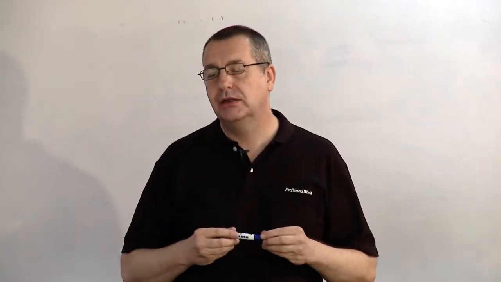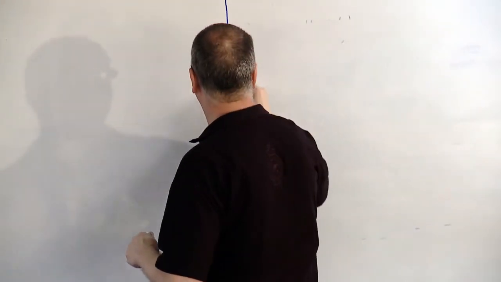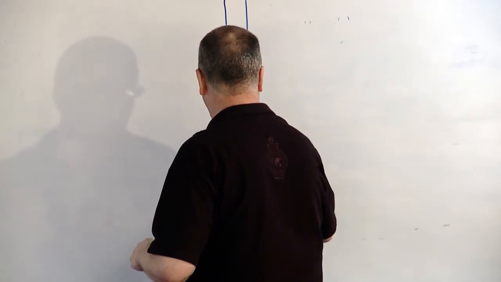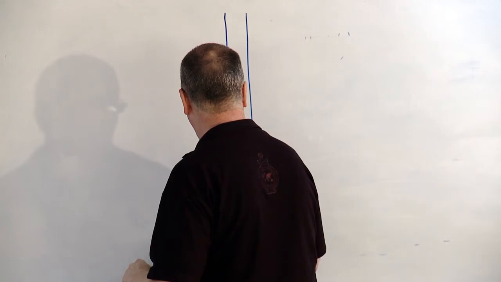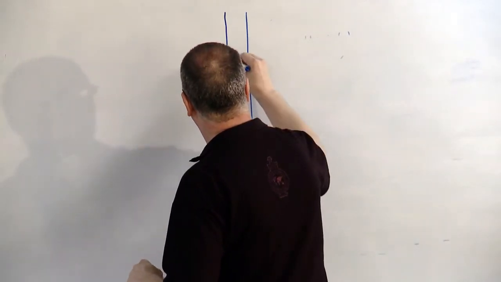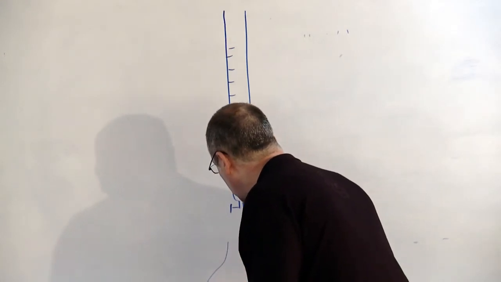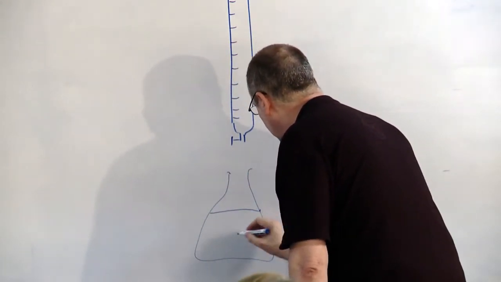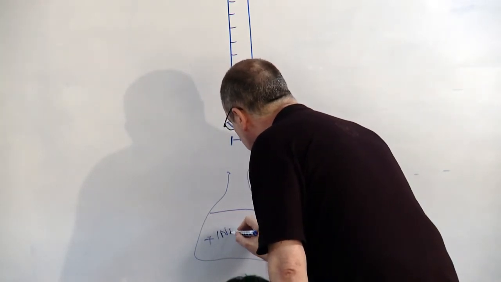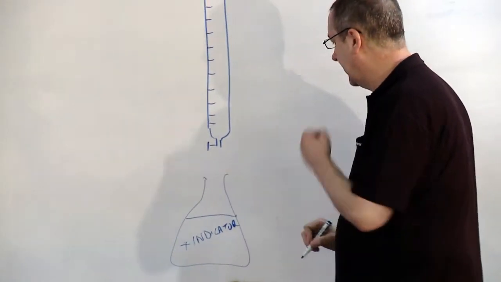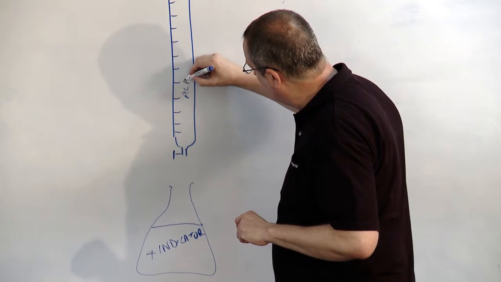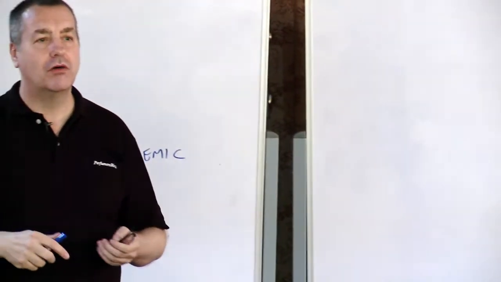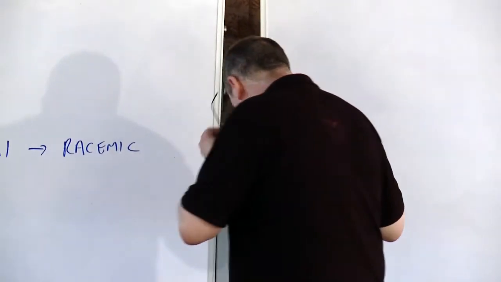Next one is the classical chemical analysis. This is where titration is used. The first one is a measure of the acid value.